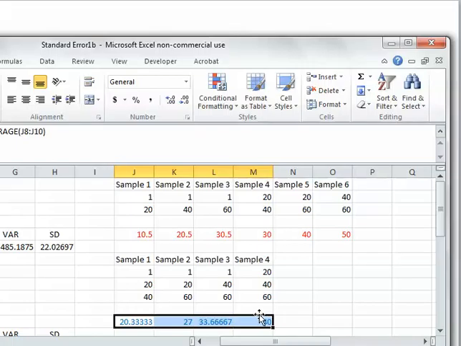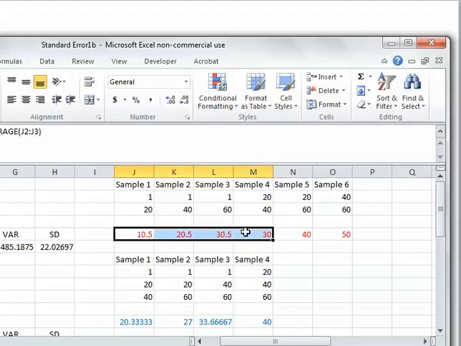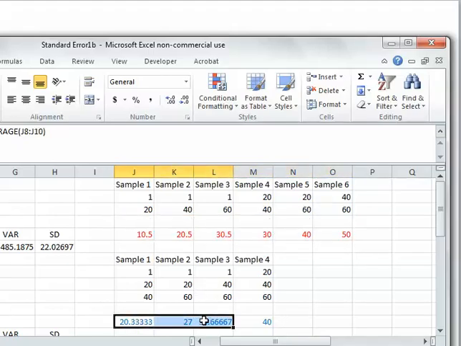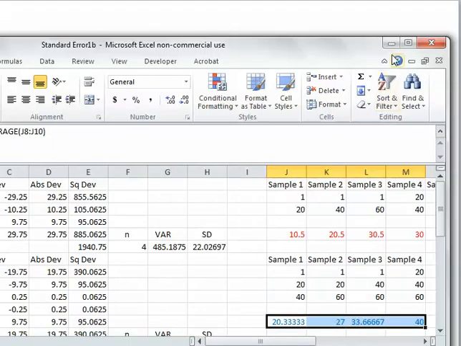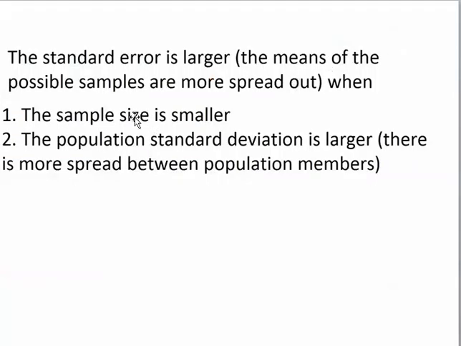Because when the population members are further apart, the possible samples move further apart from each other. So this standard error up here is still larger than this standard error down here, but both standard errors went up compared to what they used to be. So that's what I mean when I say the standard error goes up when either the sample size is small, like a sample size of 2 instead of a sample size of 3, or when the population has more spread.